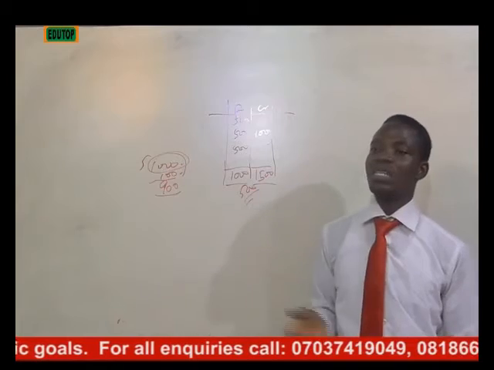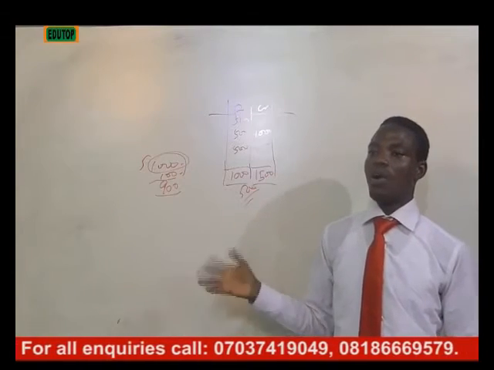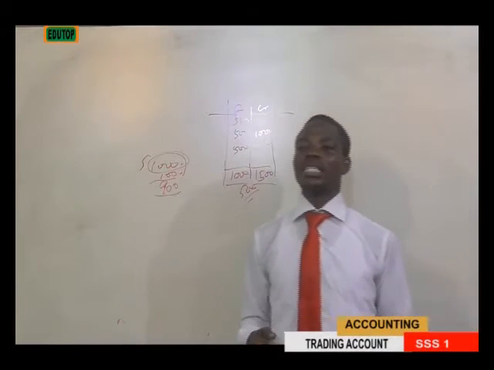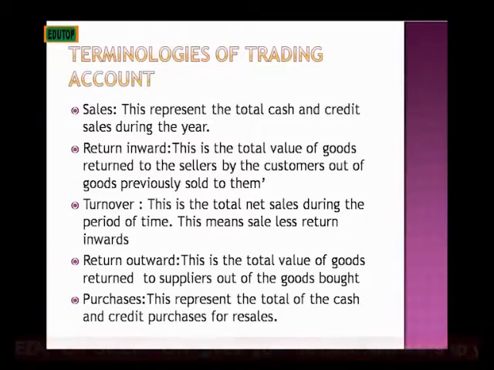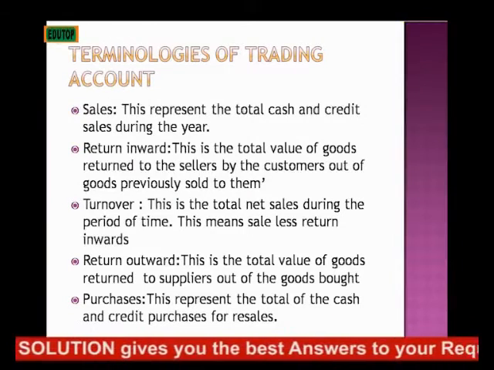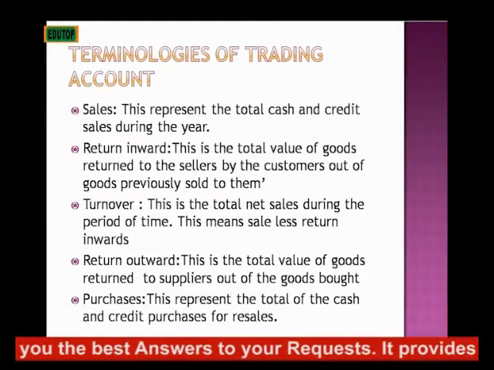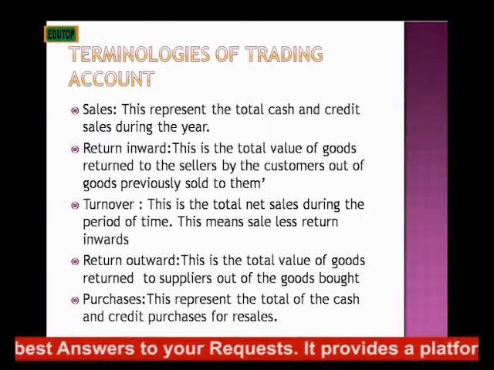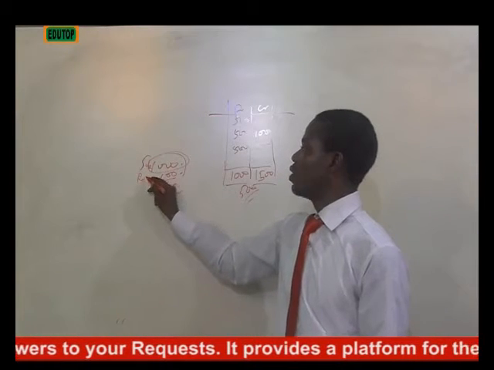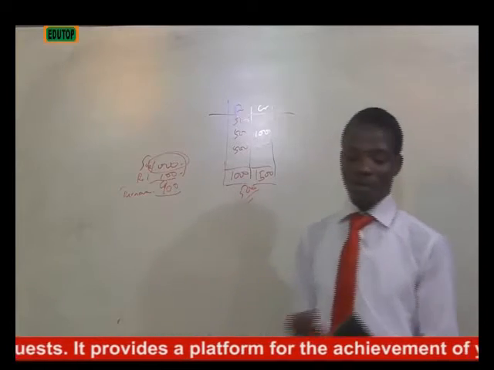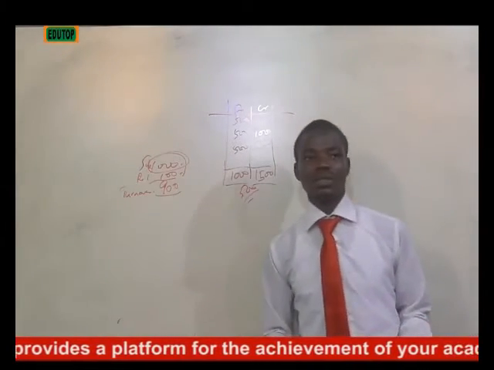We will see when we get to the illustration how we treat them in the trading profit and loss account. Then we have turnover. Turnover is the total net sales during the period of time. This means sales less return inward. This is your sales, this is your return inward. So this is what we call turnover. And the turnover is also the same thing as sales.